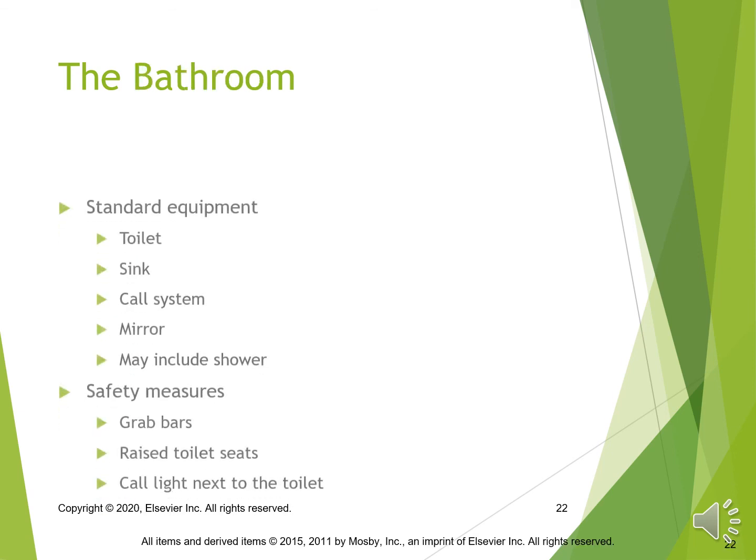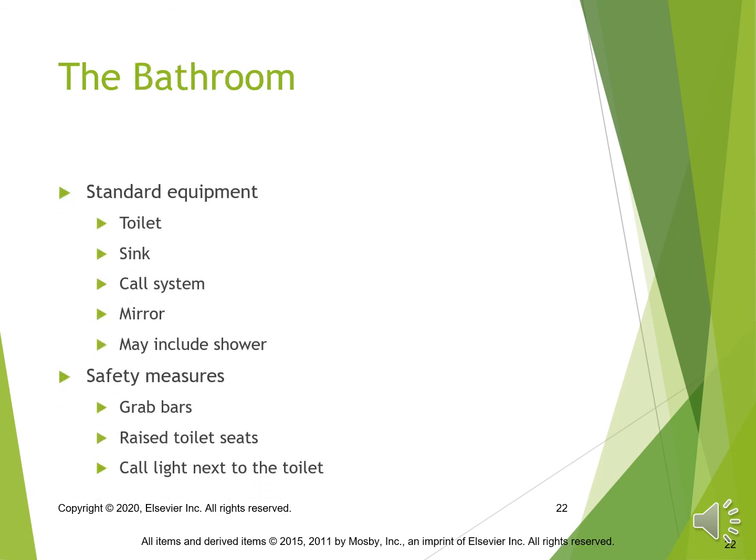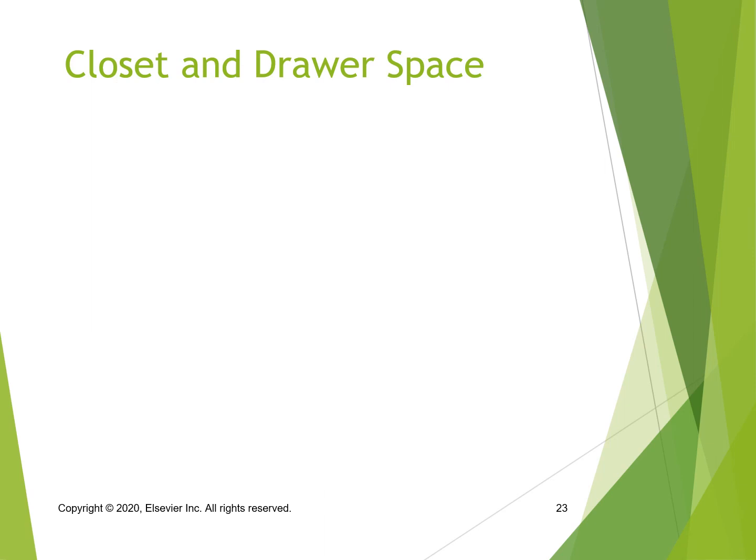The bathroom has standard equipment: toilet, sink, call system, and mirror. It may include a shower and safety measures such as grab bars, raised toilet seats, and a call light next to the toilet. Make sure that all these are intact. All resident rooms must be equipped with or near toilet facilities. Many centers have a bathroom in each room. Some have a bathroom between two rooms.